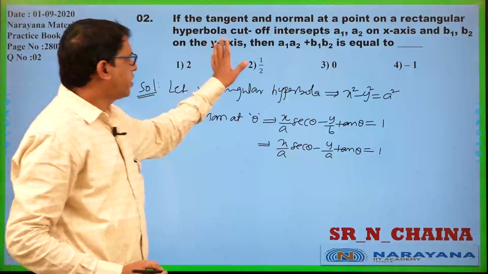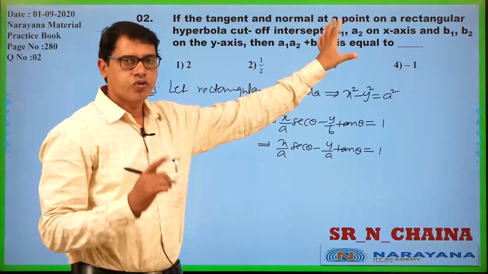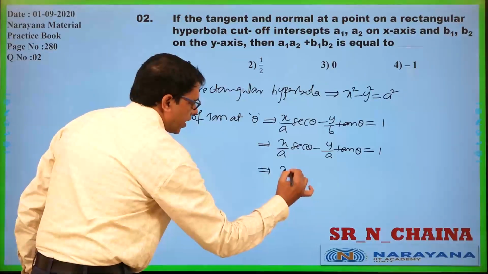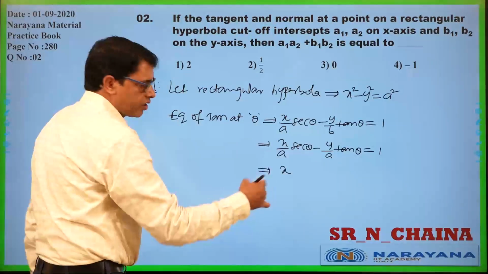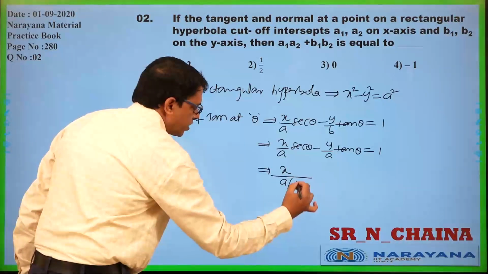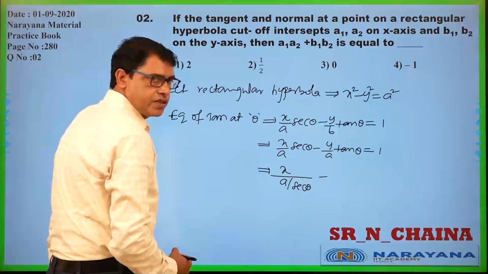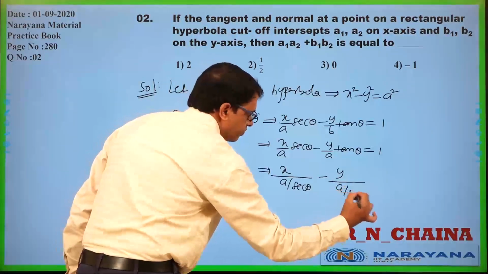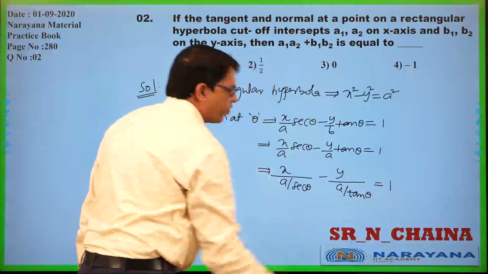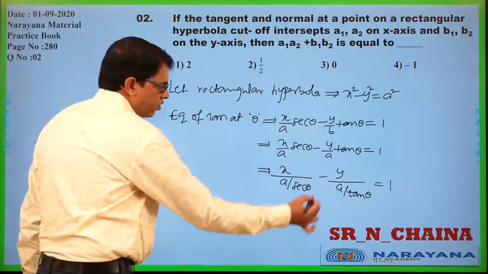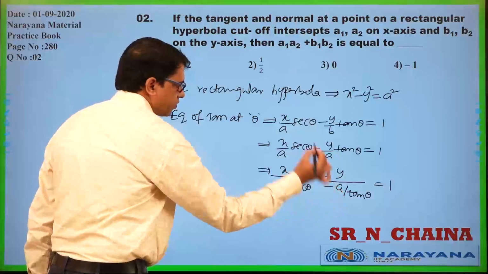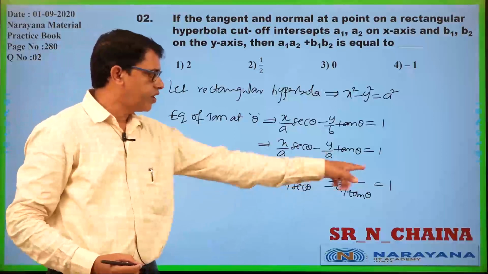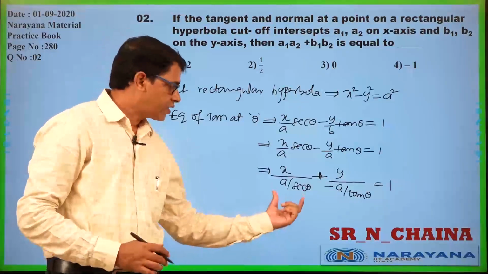Now here it is intersecting the x and y axis, so bring it into intercept form. So x goes to the denominator: x upon a by secant theta, minus y upon a by tan theta. In the standard form you must have a plus symbol here, so make it plus. So x by a plus y by b equals 1, giving the x intercept and y intercept.